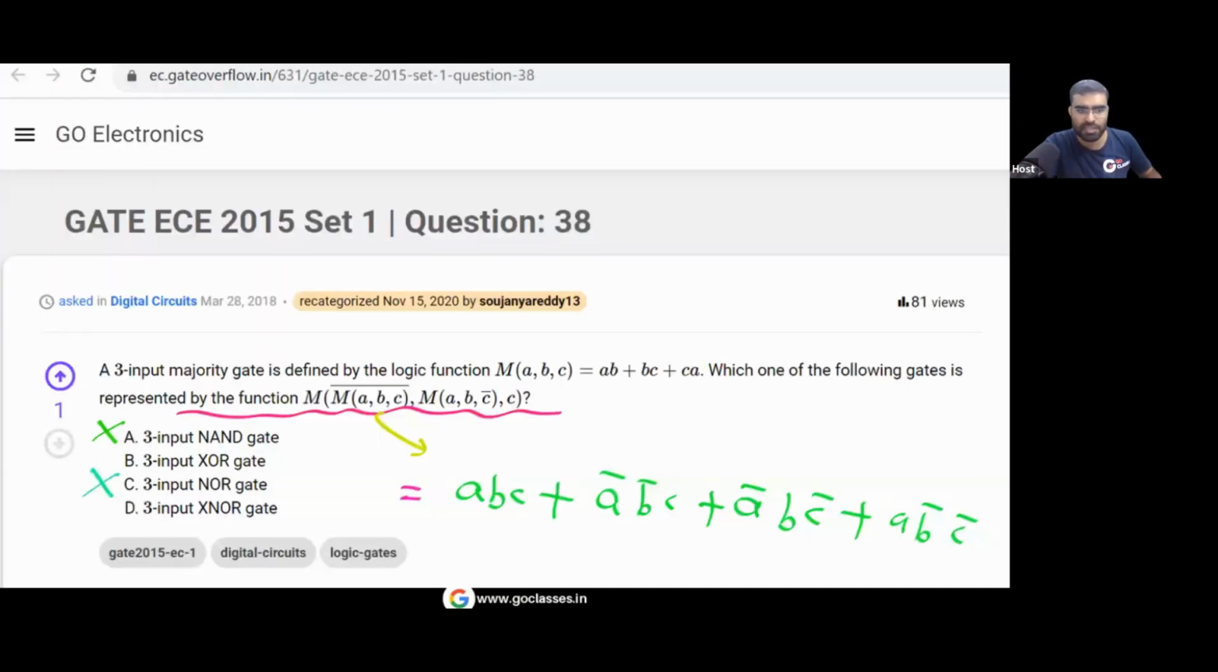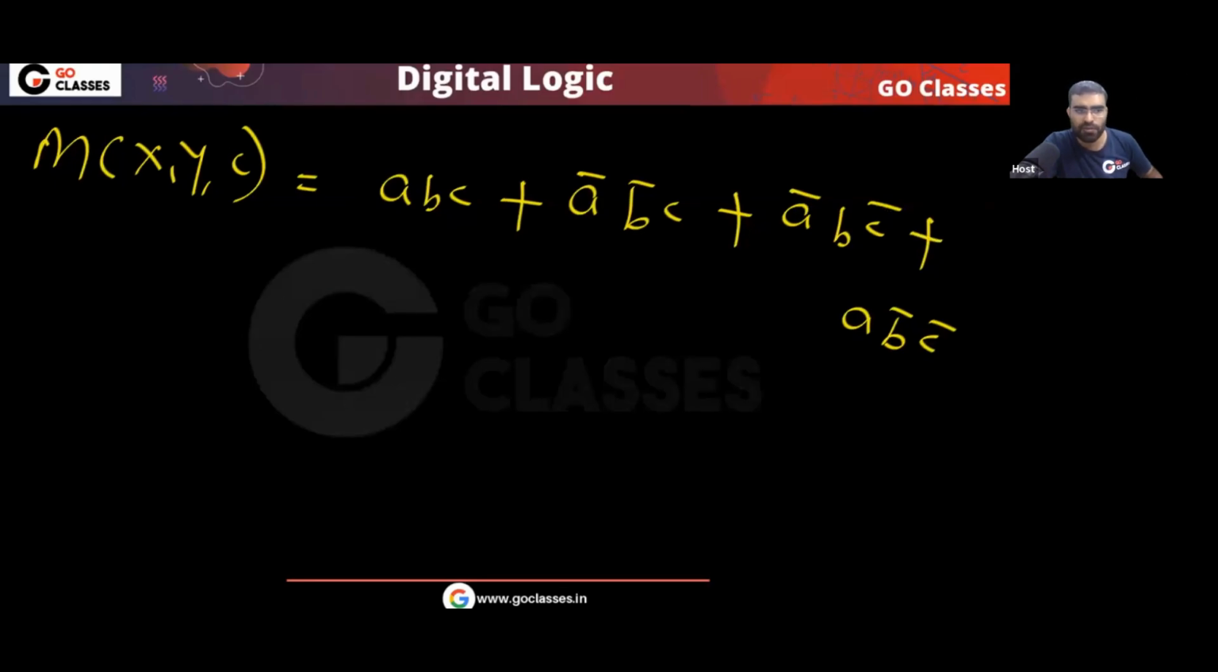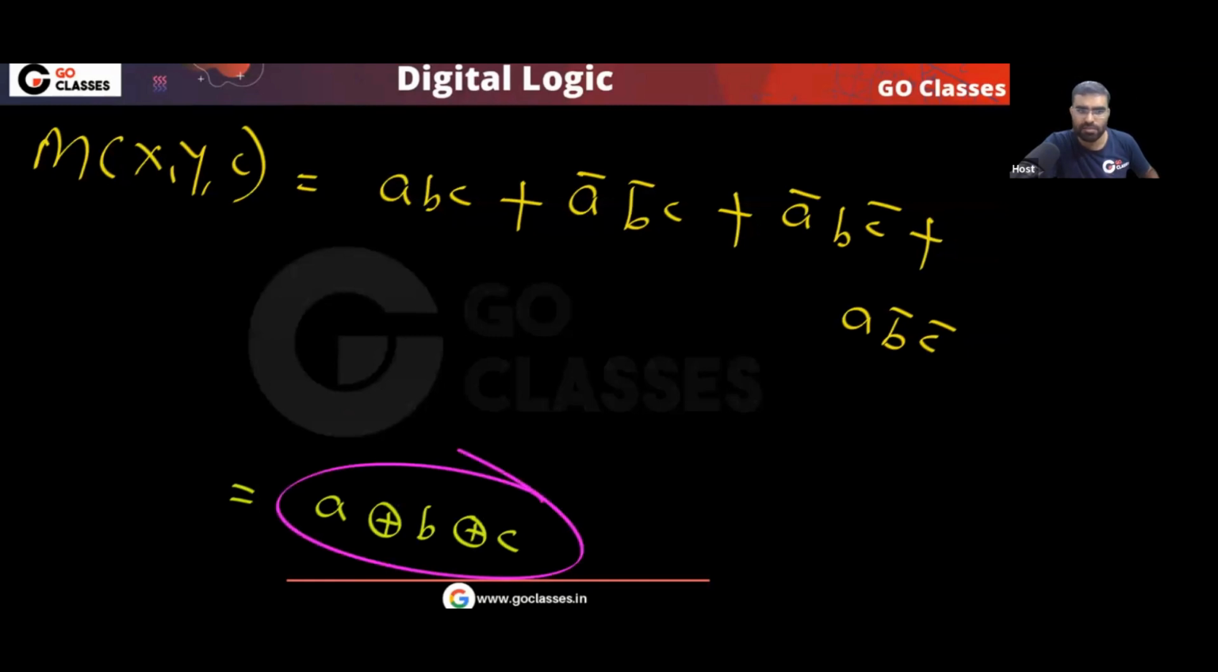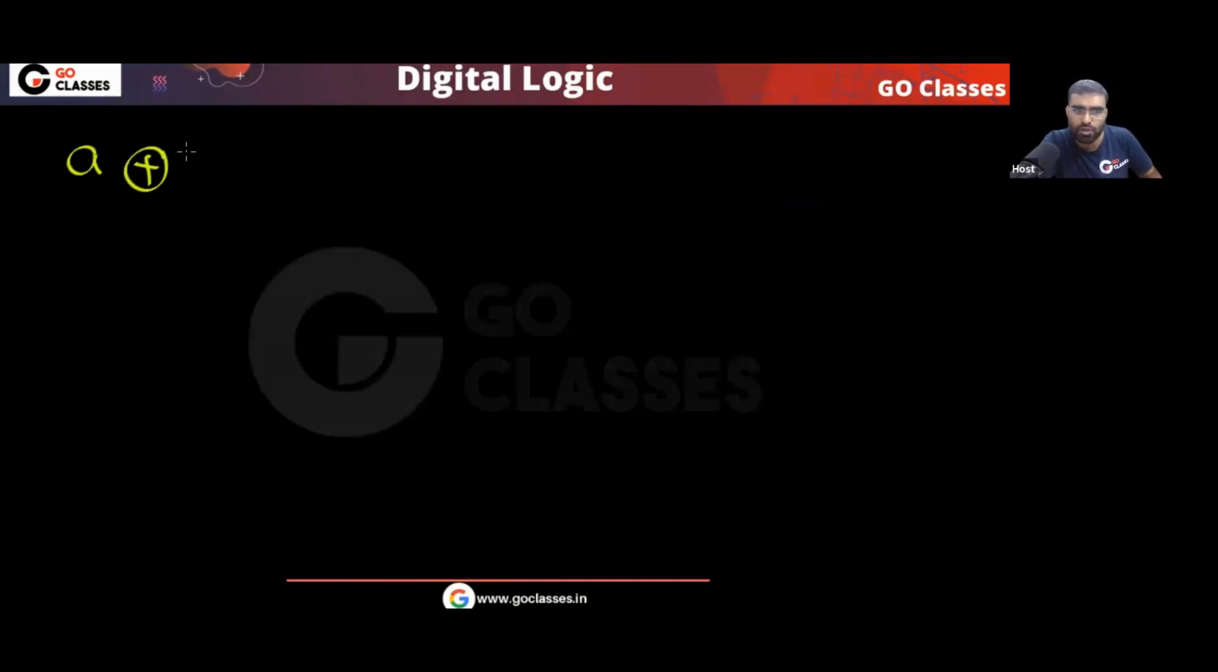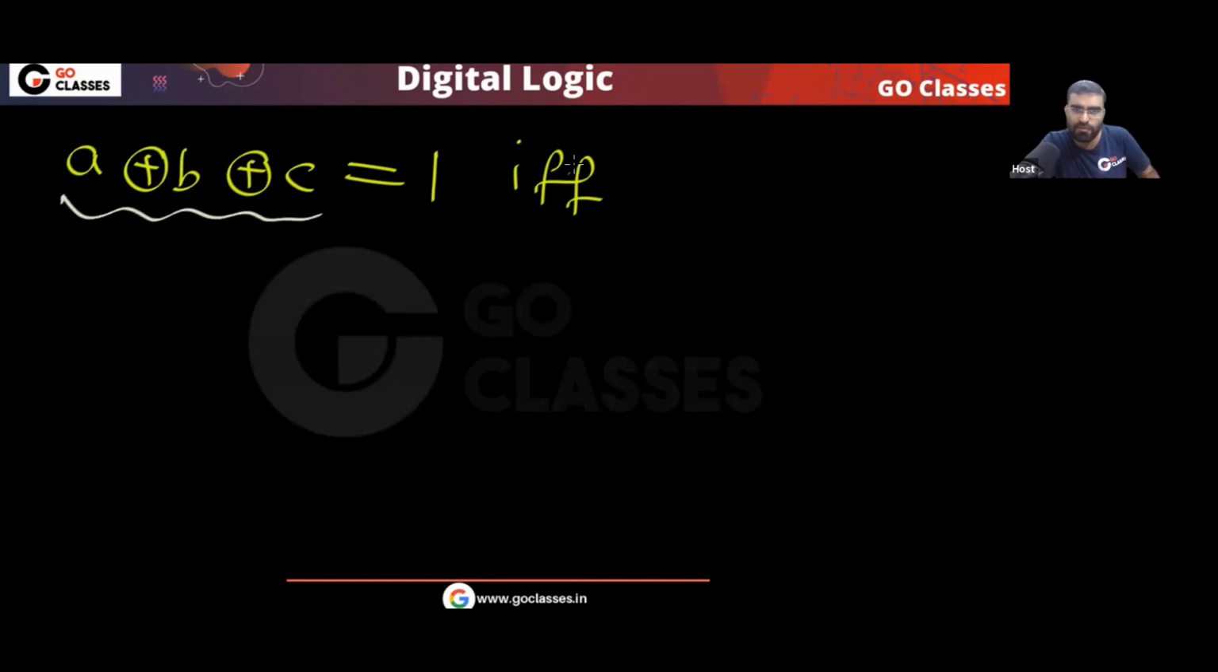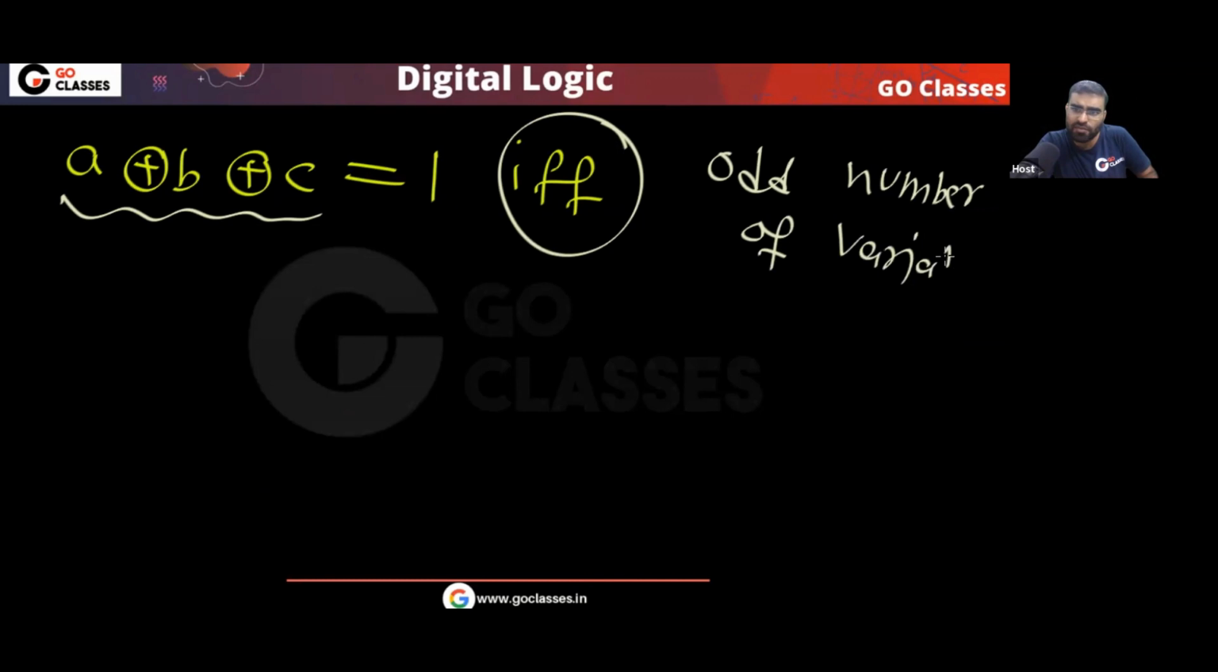Now, what about option B, option D? If you notice, this equation is actually your XOR. Why? Remember, XOR is 1 if and only if an odd number of ones are there. Yes or no? This XOR will be 1 if and only if an odd number of variables are 1.